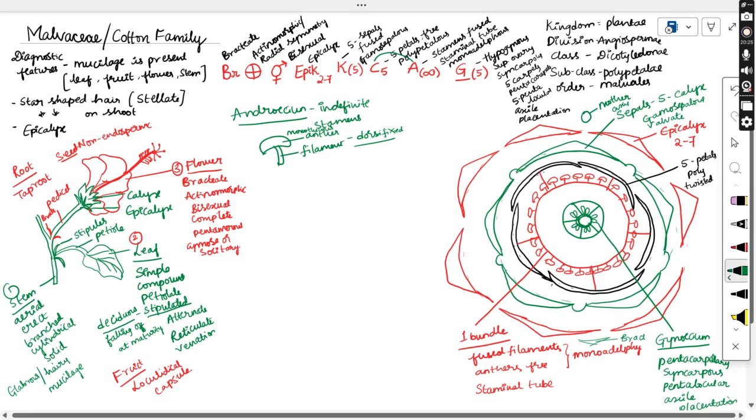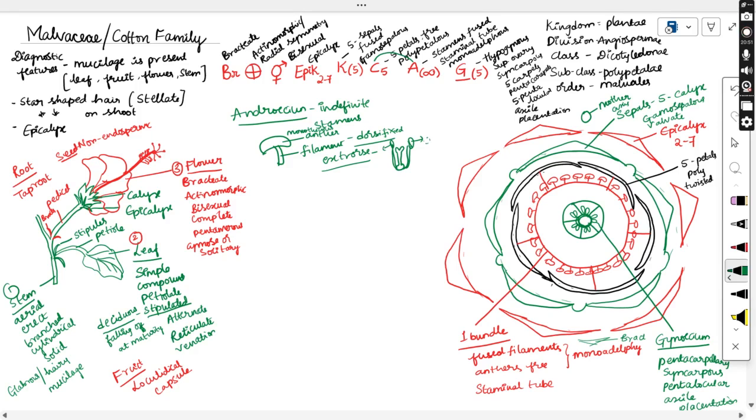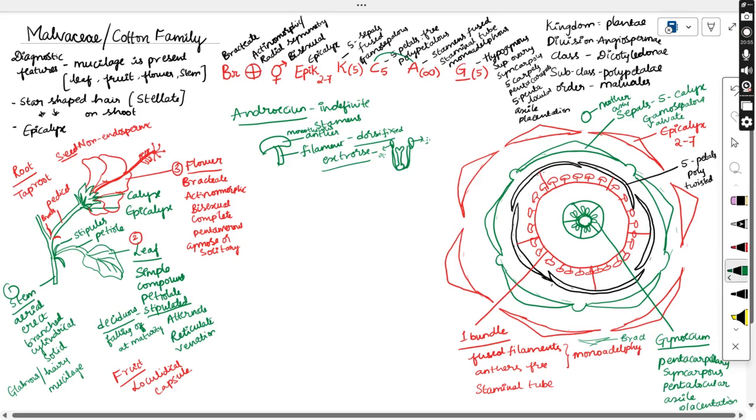What is meant by dorsifixed? The anther is attached at the back of it, and these are extrorse anthers. Extrorse means the pollen grains are released away from the center. Suppose this is the stigma and the ovary, and filaments and anthers are attached to this. If the anther releases the pollen grains away from the center, these anthers are called extrorse. If they release towards the center, they are introrse. All these filaments are fused, forming a staminal tube, leaving all the anthers free. The staminal tube covers the style, stigma, as well as the ovary inside of it.